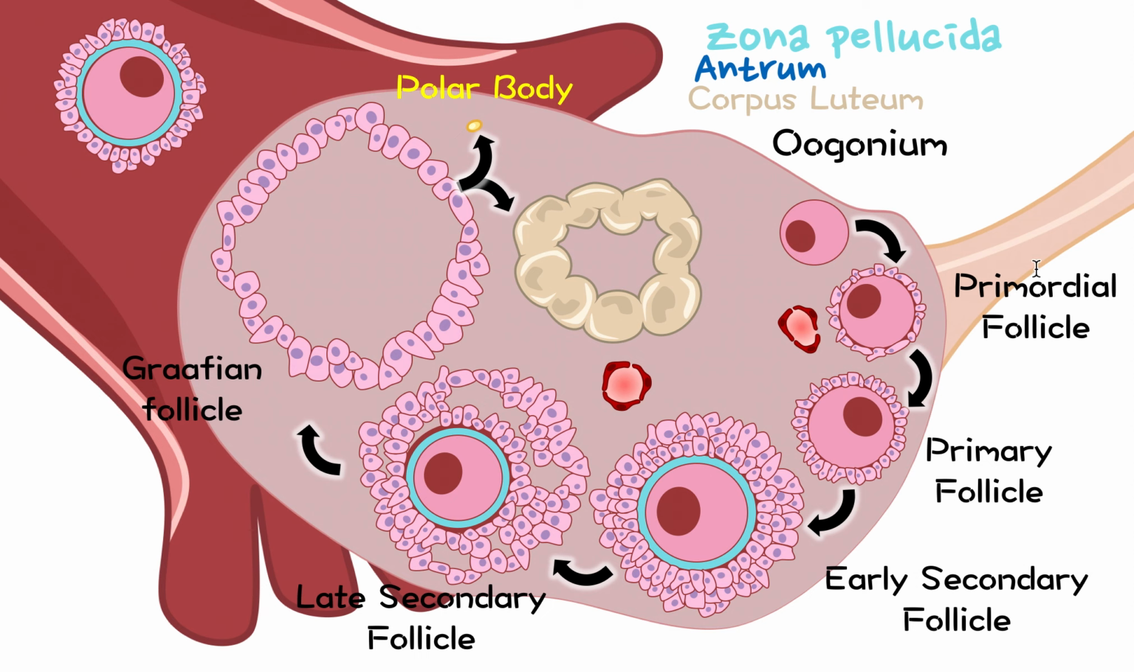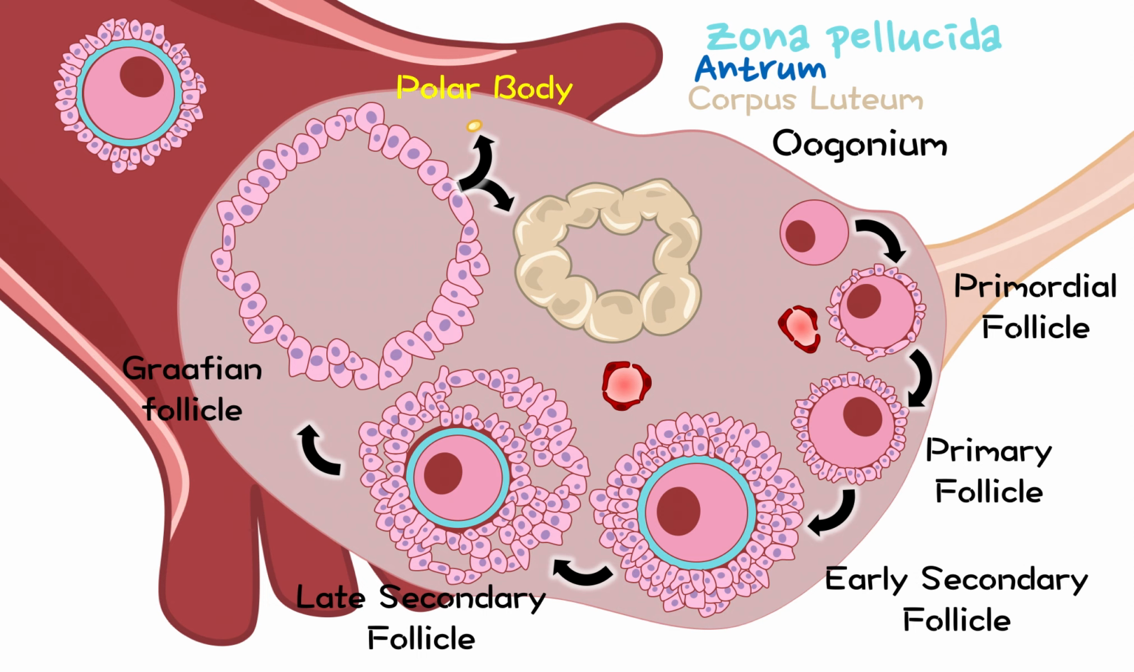It develops into a primordial follicle, which then develops into a primary follicle, which then develops into an early secondary follicle, and then a late secondary follicle, and then this Graafian follicle, which will release the mature egg, and also this little polar body, and then the rest of it will go into this little thing here called the corpus luteum, which has an important function also, but we'll talk about that later.